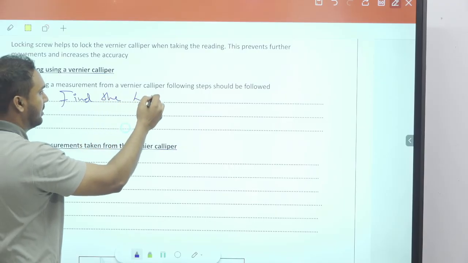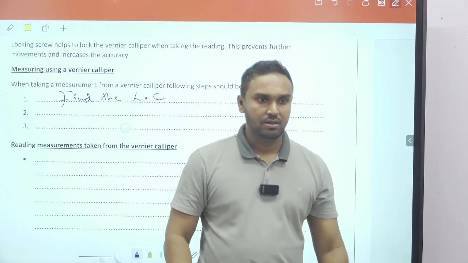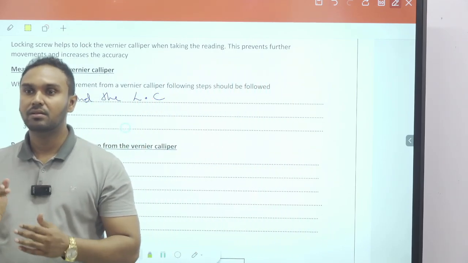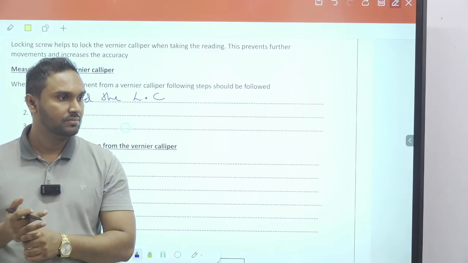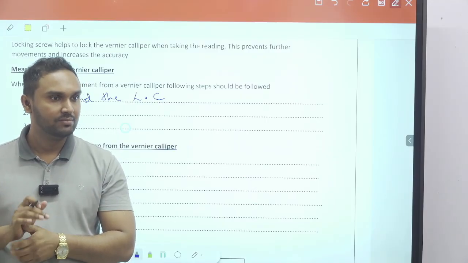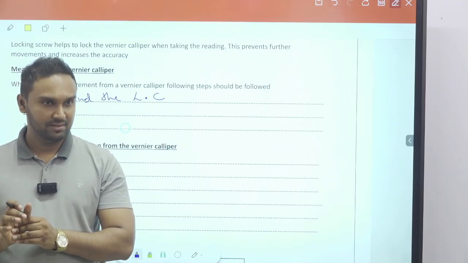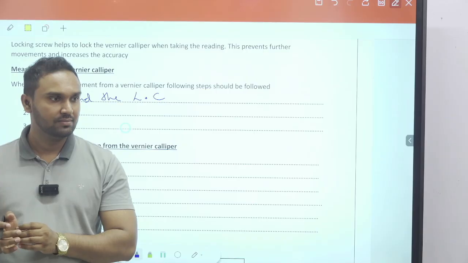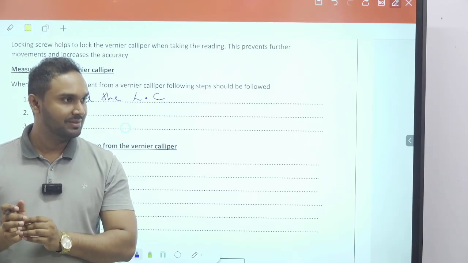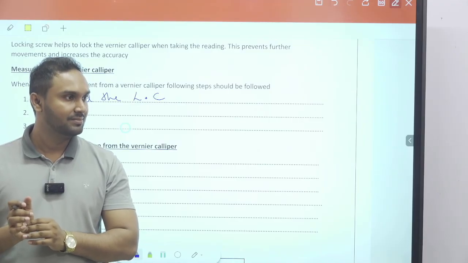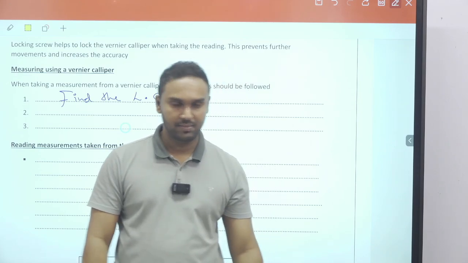Find the LC, the least count, right? Did you all find the least count? 0.1. Okay. Same, 9 aligned with 10. Most of the vernier calipers are 9 aligned with 10, but this one is different.